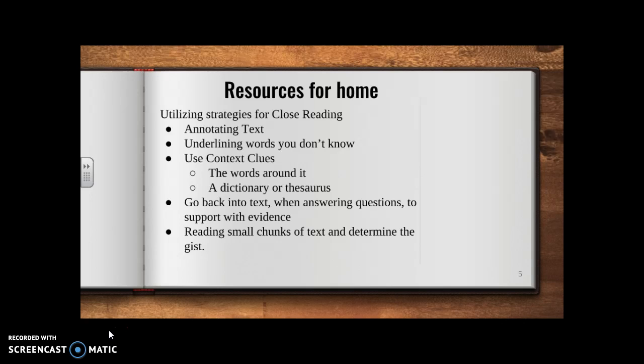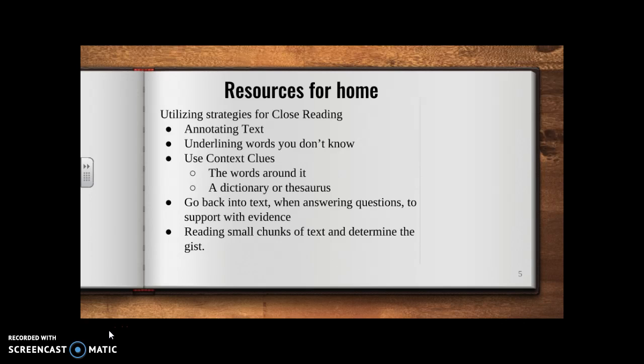It is very crucial that they go back into the text when answering questions to support that with evidence. They will need to understand how to do this not only on their in-class testing, but in general as they go through school. They're always going to be asked to go back and provide proof or evidence from the text that is going to support any answer that they are given.